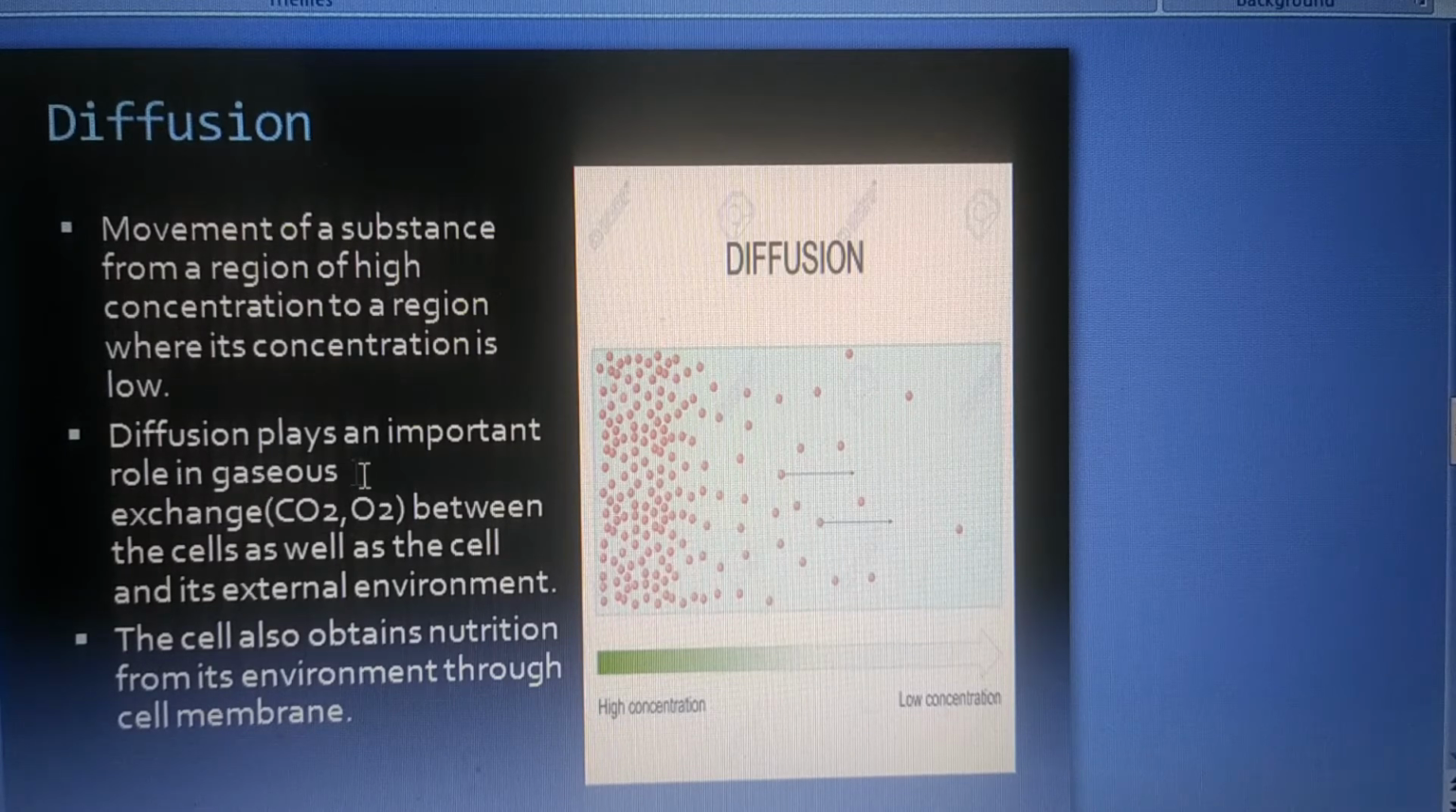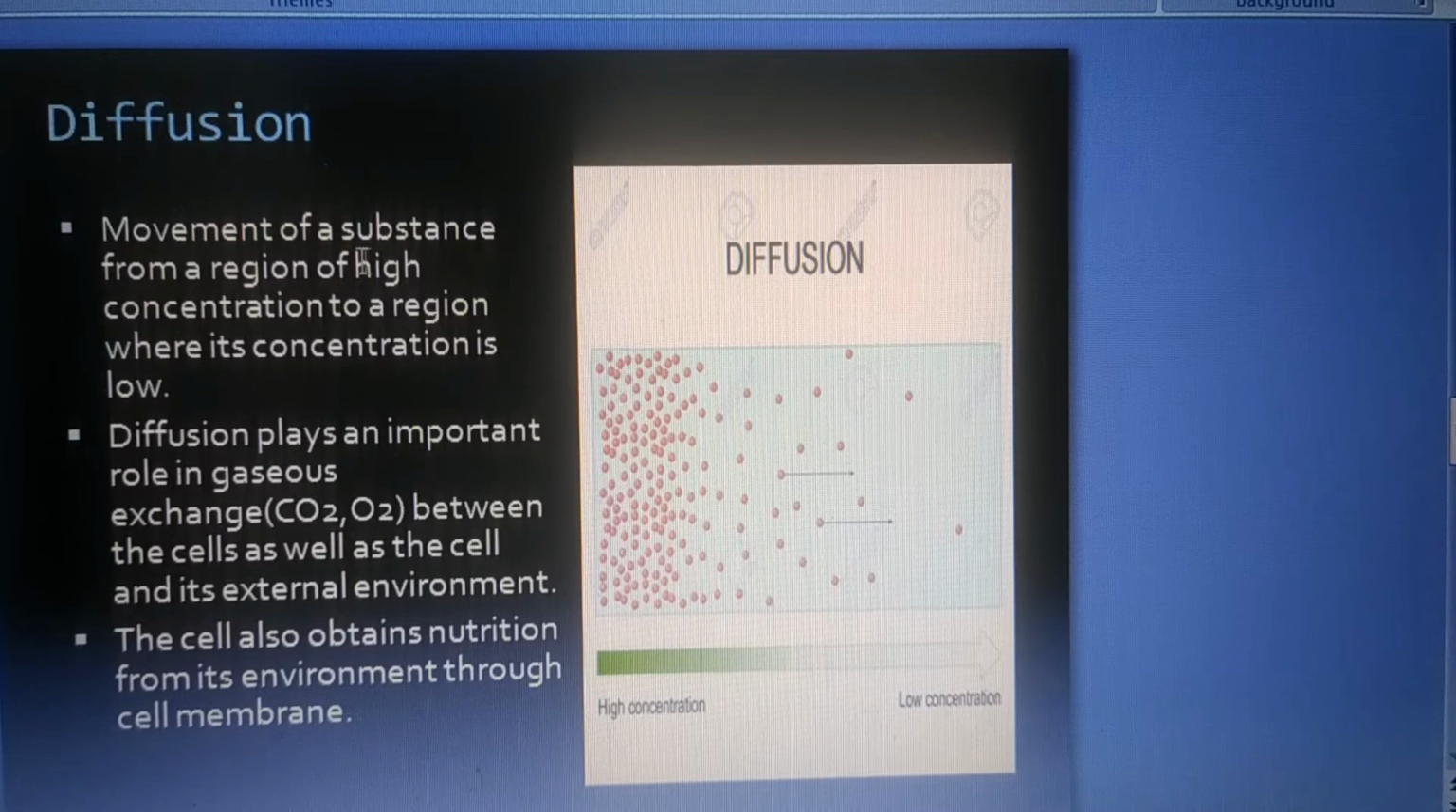Now diffusion plays an important role in gaseous exchange, carbon dioxide and oxygen, between the cells as well as between the cell and its external environment. So how does the cell take it in? Because I told you it is covered by a cell membrane, so it has to pass through this. Carbon dioxide and oxygen can enter. The gaseous exchange can take place through this membrane. From outside the oxygen concentration is high, therefore the cell will be taking oxygen inside. Inside, the carbon dioxide concentration is high, so it will be sending it out.